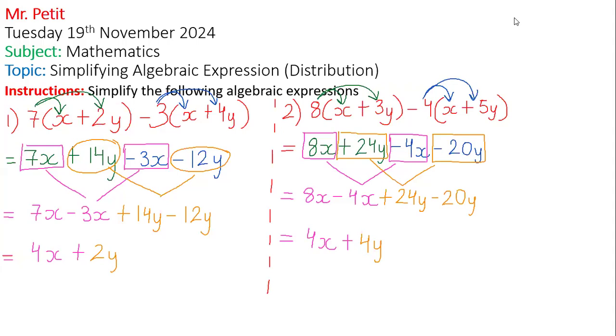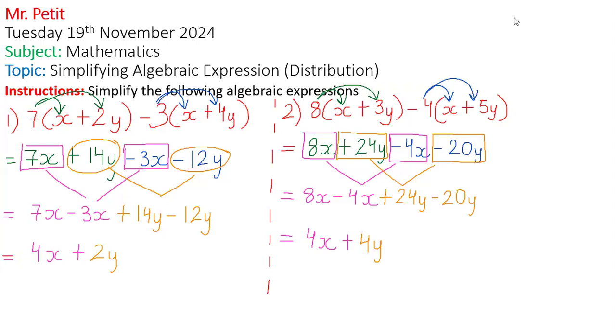Mr. Petit, I have a question. Go ahead. What if you only have one number with one letter, like x, but the rest of the numbers have a different letter next to it? If it's unlike terms, you cannot add or subtract, right? If it's unlike, you can't add or subtract.